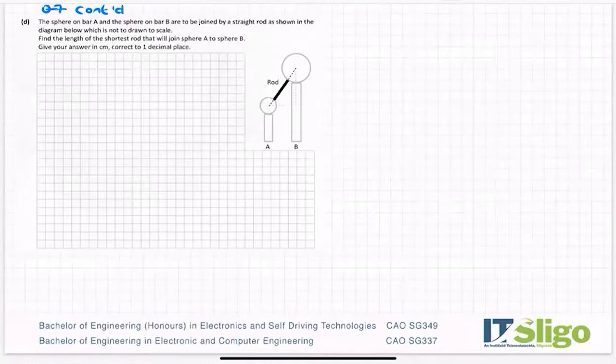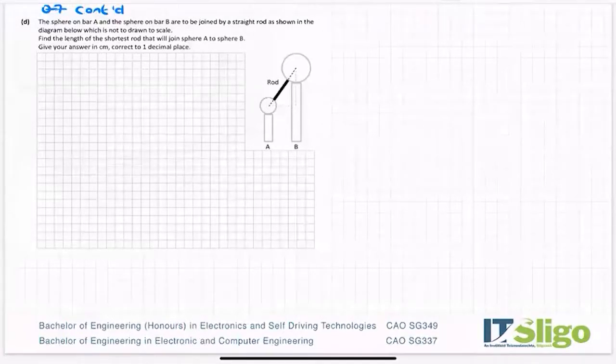The sphere on bar A and the sphere on bar B are to be joined by a straight rod as shown in the diagram below, which again is not drawn to scale. Find the length of the shortest rod that will join sphere A to sphere B. Give your answer in centimeters, correct to 1 decimal point.